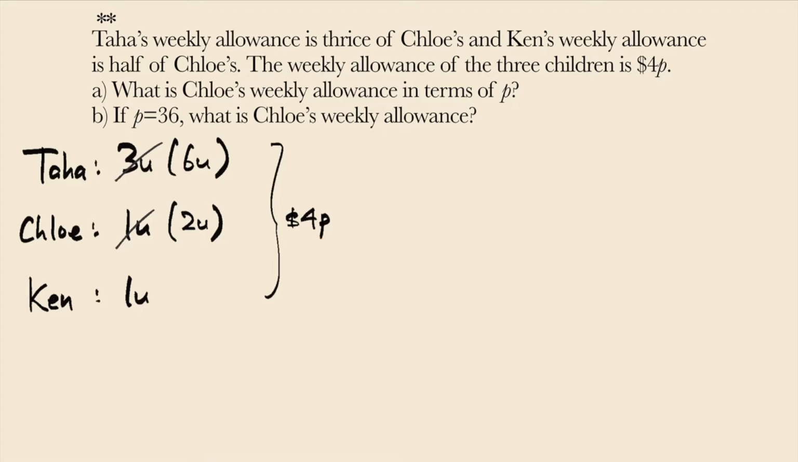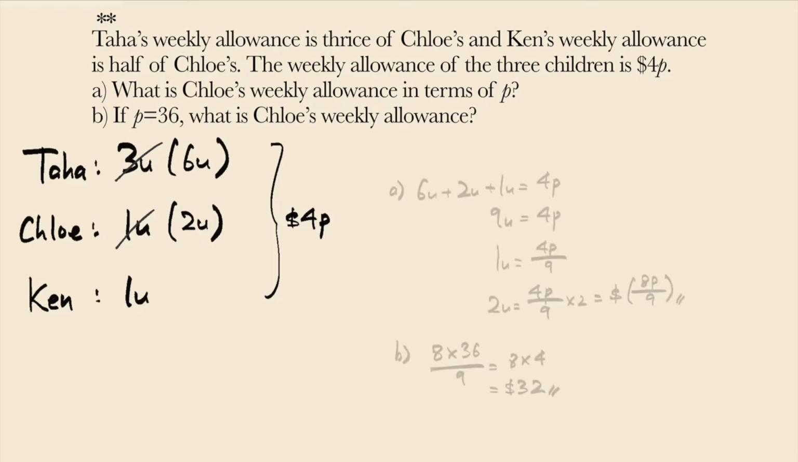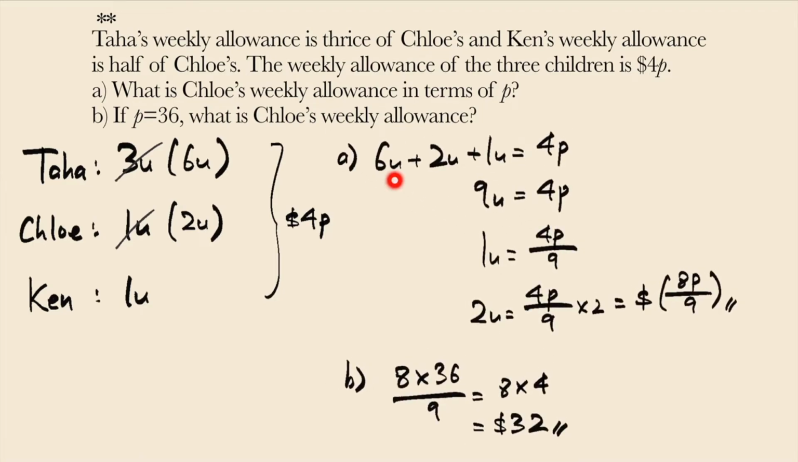What is Chloe's weekly allowance? Okay, therefore that would be 6U plus 2U plus 1U. That is equal to 4p. 9U is 4p. 1 unit is 4p over 9. But Chloe is not 1 unit, is she? Chloe's 2 units. So 4p over 9 times 2 will get us 8p over 9. Now, next one, we'll just substitute 36 and we'll get $32.